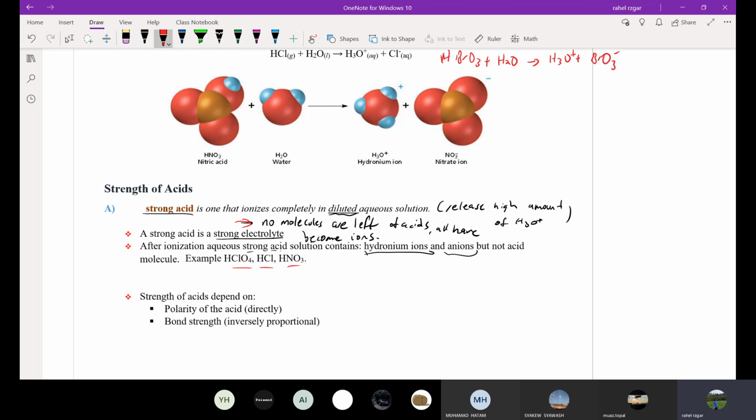So strength of acid depends on what? Strength of acid depends on polarity of the acid, which is directly proportional. So the higher the polarity of an acid, the stronger the acid. But it is inversely proportional with bond strength. Why? Because if the bond is strong, it means that the bond cannot be broken. It means that it cannot ionize easily.